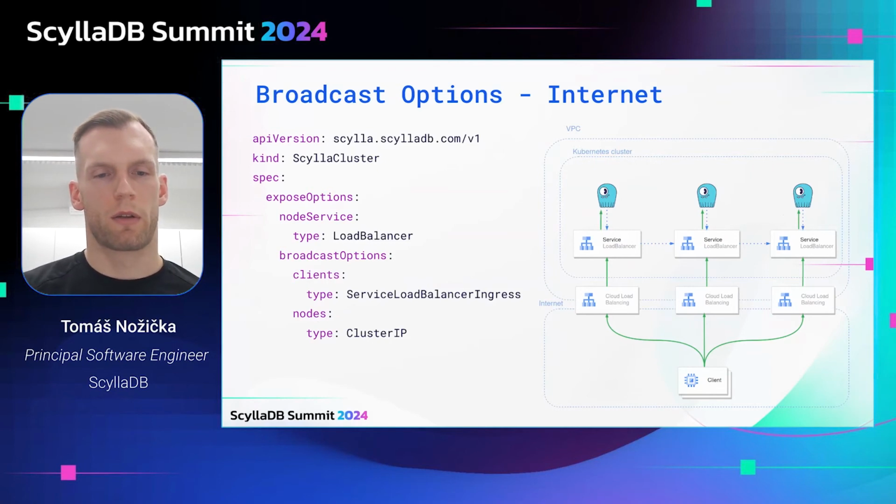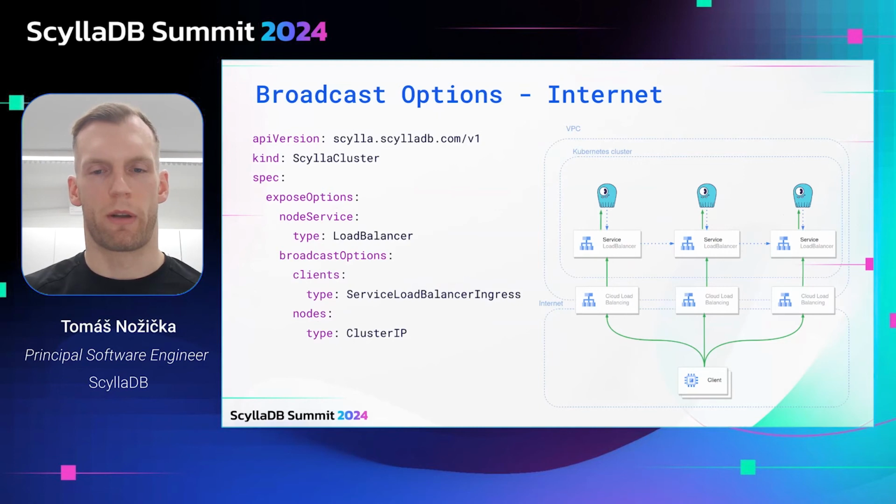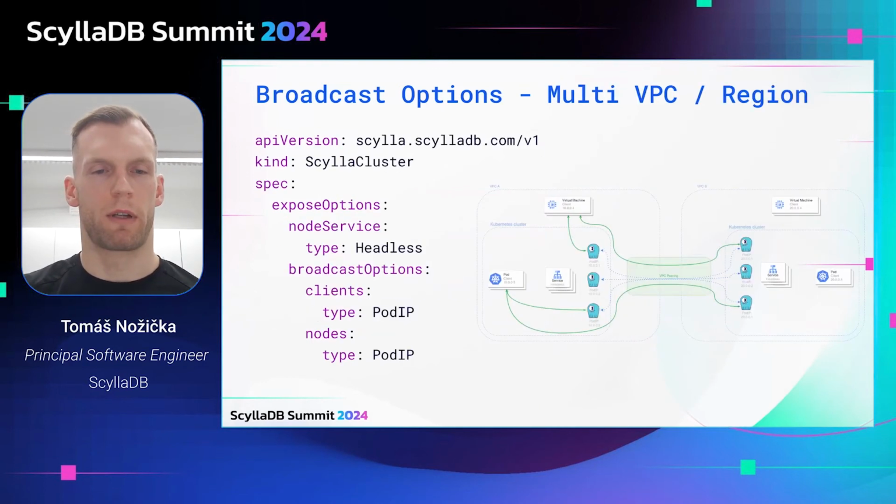Another option that you could use is you could expose clients using the service load balancer ingress, which essentially gives you the option to either get them into another internal network or to an external network like the internet. It really depends on how you configure those load balancers, but you have the option.